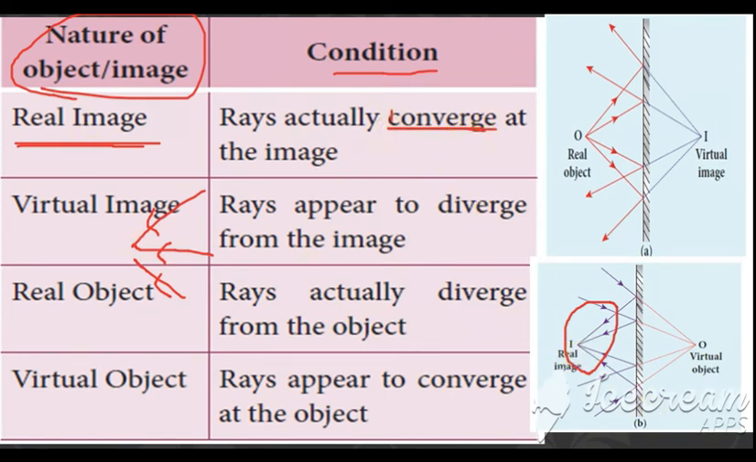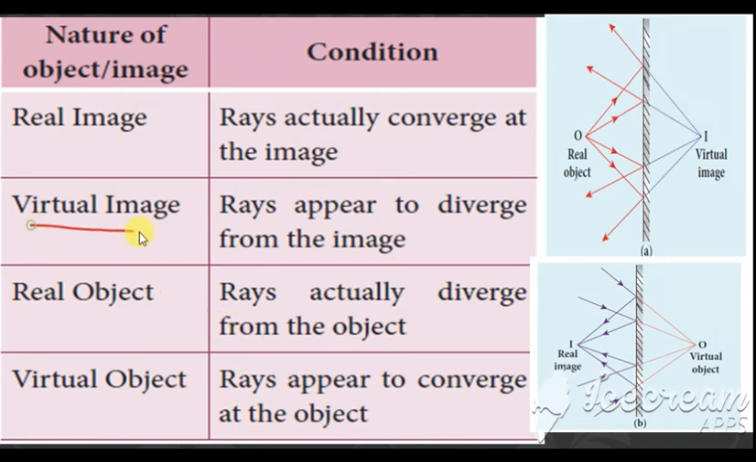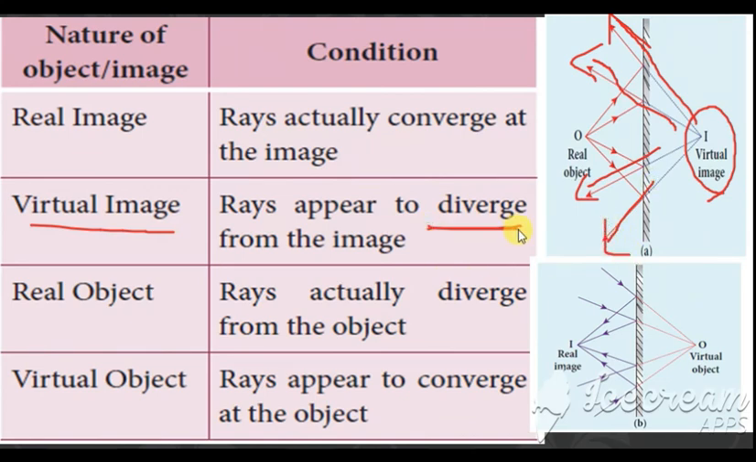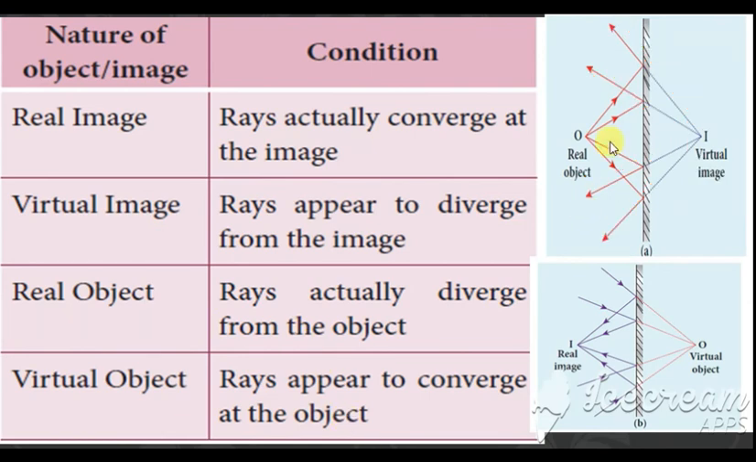Okay, then the second one is virtual image. So the virtual image we have here. From this point it is all moving away like this, is it not? So when it moves away, that means it is diverging. Okay, the next is real object. For the real object here, from this point it moves away like this. So that means it is diverging.